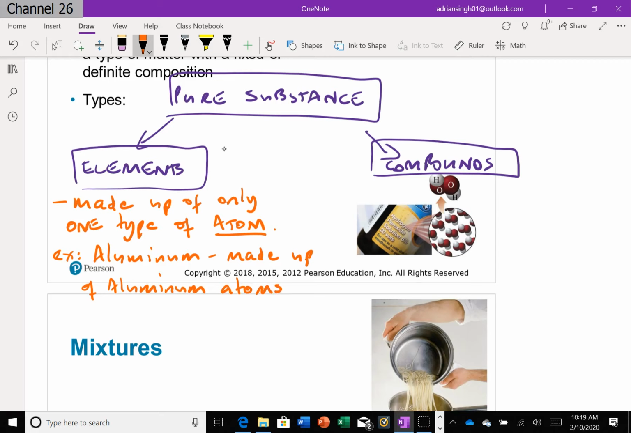Right? Similarly, you can think of if you have a copper pipe or a copper wire, right? That would be an example of an element because it would be made up of what type of atoms? It would be made up of copper atoms. Right? That's the only thing that makes up that element.